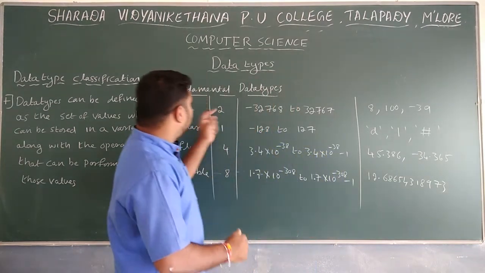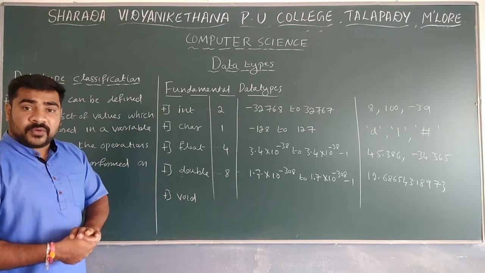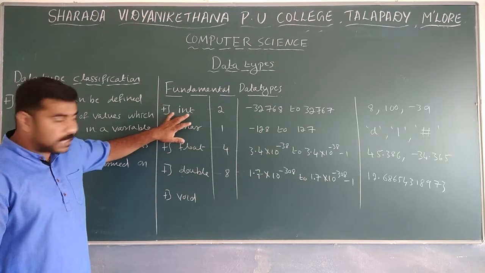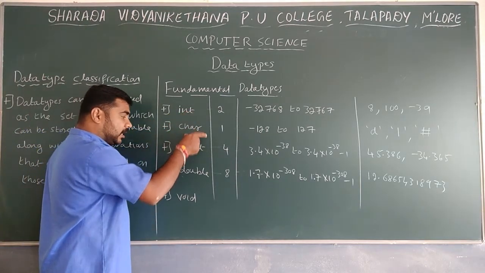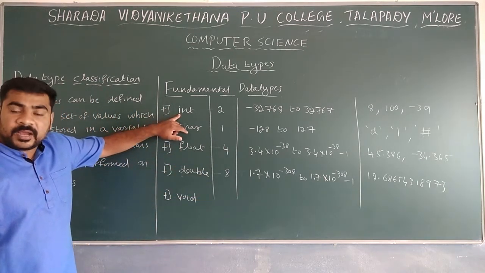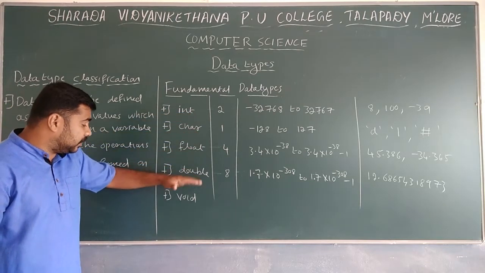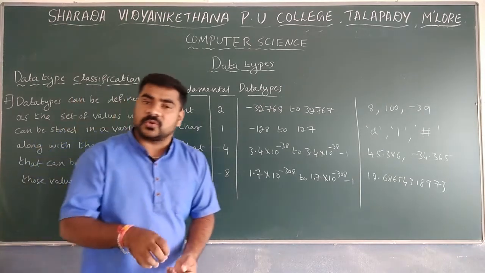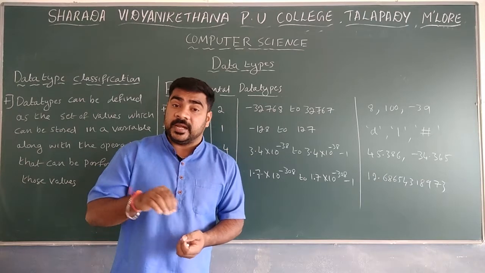First we will go to the fundamental data types. Fundamental data types are mainly of 5 types. The first ones are int, char, float, double and void. These are the 5 types of data types. The first one is int. Int is a data type that is used to store integer values.